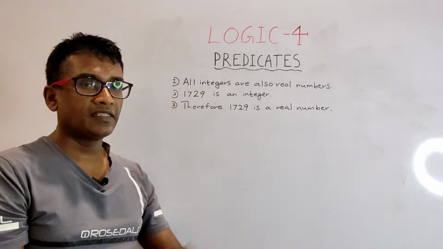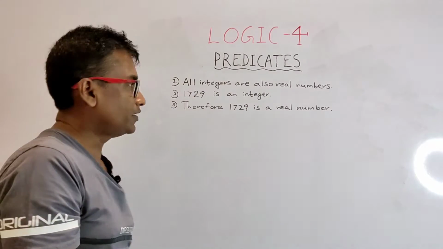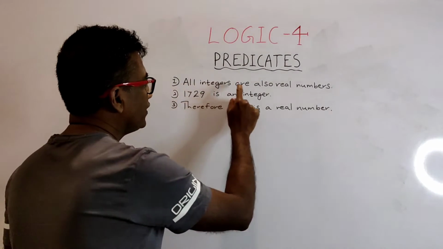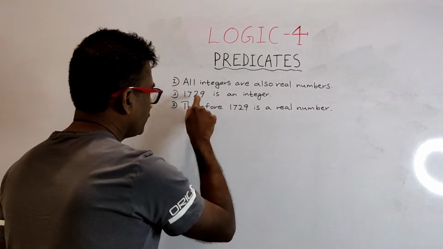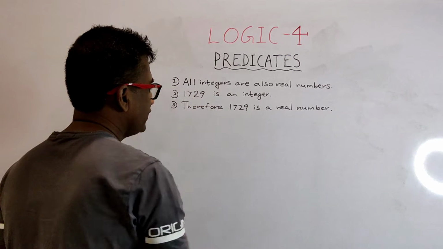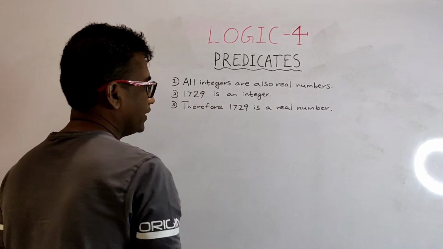Look at this collection of propositions. This collection has three different propositions. The first one is: all integers are also real numbers. The second one is: 1729 is an integer. The third one is: 1729 is a real number.